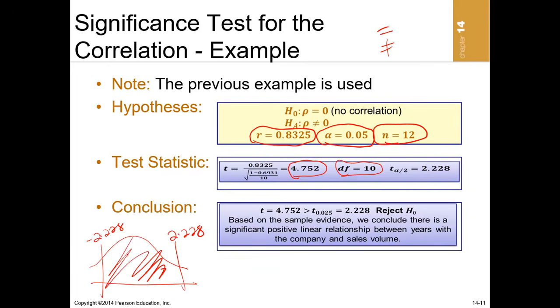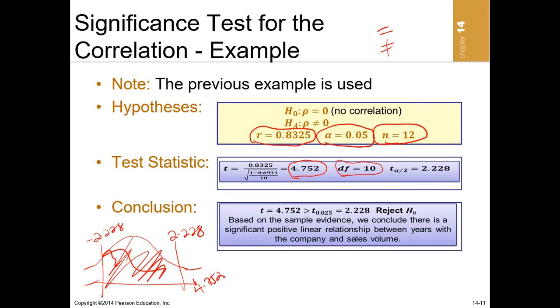Everything in between is the acceptance region, and what is left is the rejection region. The computed T is 4.752, which is way outside the acceptance region. So it means that we are going to reject the null hypothesis that there is no correlation and conclude that there is a significant correlation. So we will conclude using the alternative.